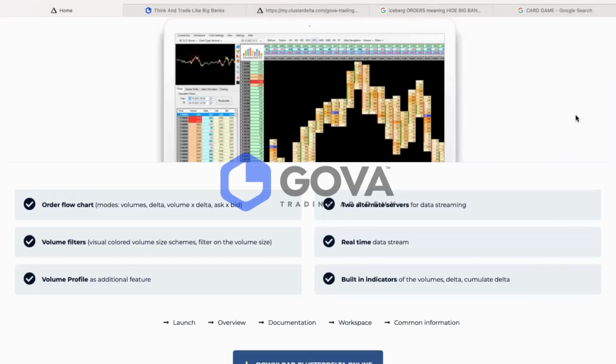All right, so the Clusterdelta is also going to help you a lot in understanding how to trade.